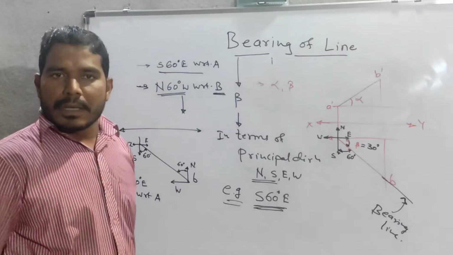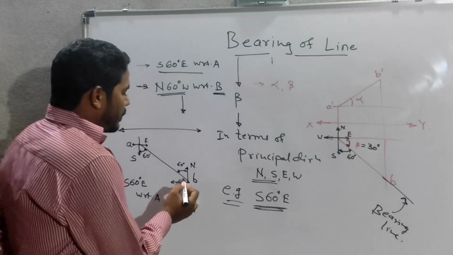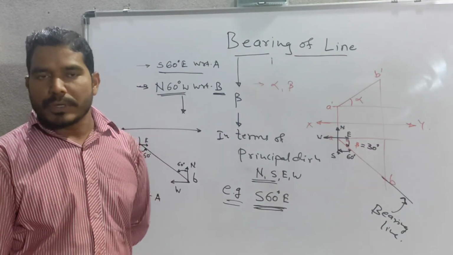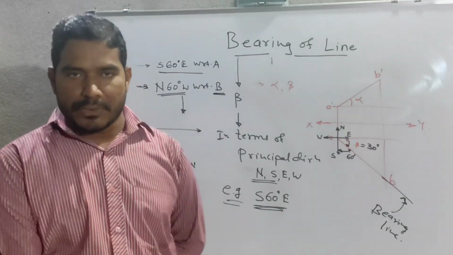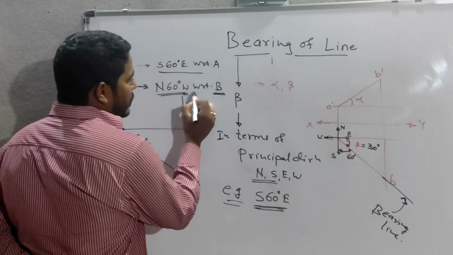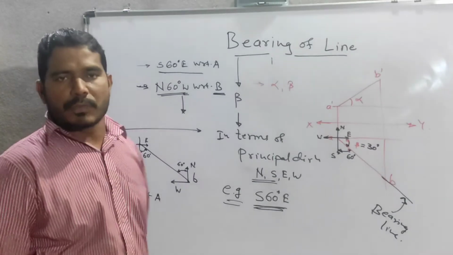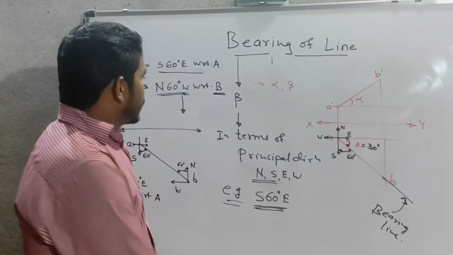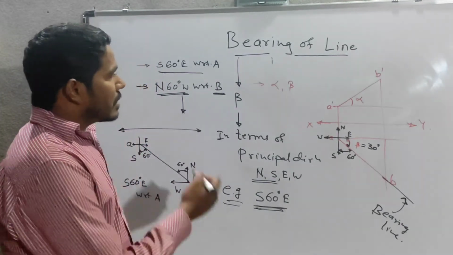So in such cases, we need to convert the bearing with respect to the point whose position has been given. Here, as this bearing was given with respect to the point B, that's why we converted the bearing with respect to the point A. So I have taken this one example. Once again we'll revise.